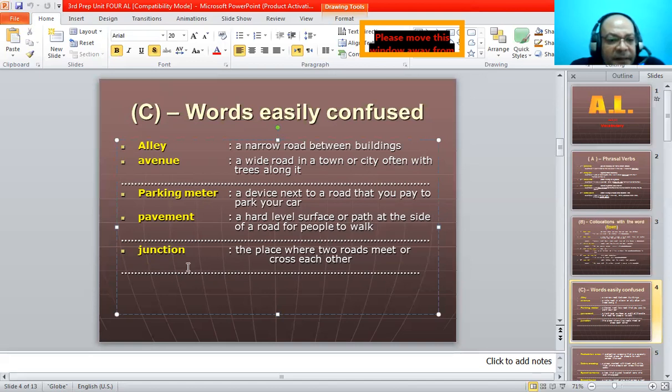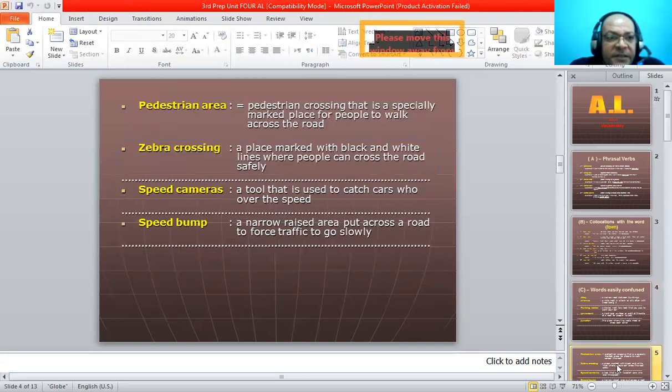نيجي بعد كده للثيرد one، junction. The place where two roads meet or cross each other. Junction عشان تفهموها وتبقى سهله، زي التقاطع بتاع شارع مثلا سوريا مع شارع شهاب، ده بنعتبره ايه؟ junction. Let's move to the one after.